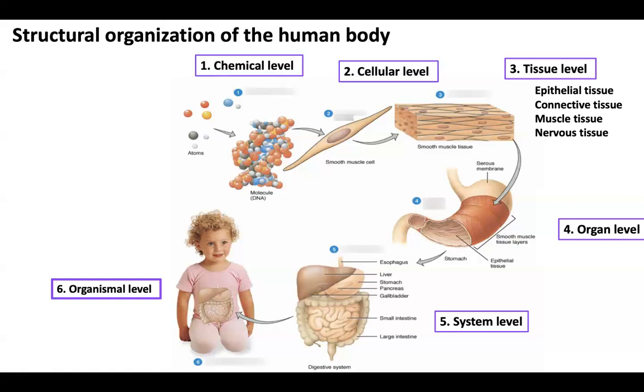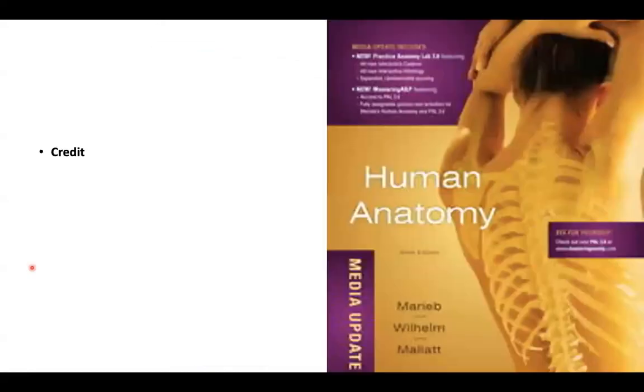A group of cells having similar function will form a tissue. So the third level is the tissue level. We have 4 basic types of tissues, and tissues having a common function will form an organ. Different organs having a common function will form a system. We have 11 systems, and the 11 systems working together will form the human body. So that's all about the organization of the human body.